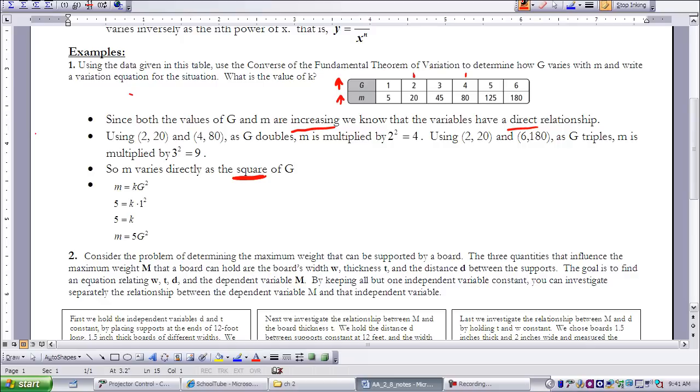So now that we've decided it's a direct squared variation, I'm going to insert my general equation, m equals k times g squared. Then I'm going to take a data point. I'm just going to start with an easy one, (1, 5). Insert 1 in place of g and 5 in place of m, and solve for k. I get k equaling 5. And so then I can go ahead and write my specific equation, m equals 5 times g squared.